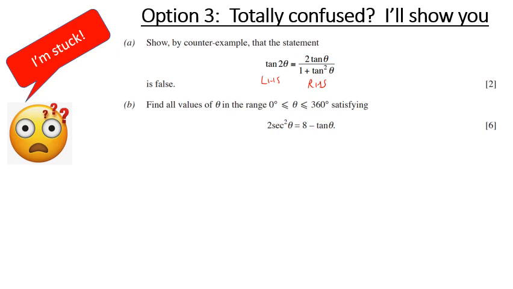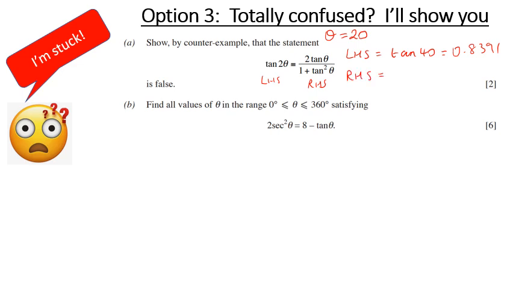So if I look at the left hand side, I'm going to pick a random value for theta. I think I'm just going to pick 20, see if 20 works. So on the left hand side, I'll have tan of 2 times 20, which is 40. And on the calculator, tan of 40 is 0.8391. I've rounded it to 4 decimal places.